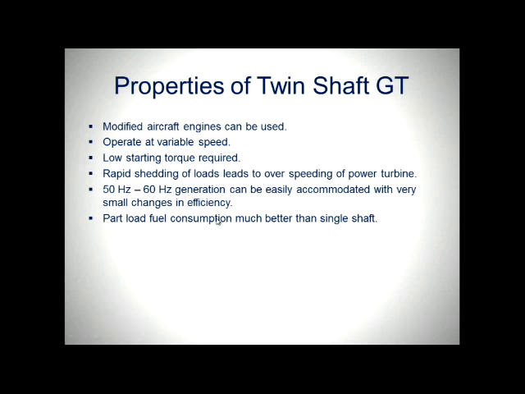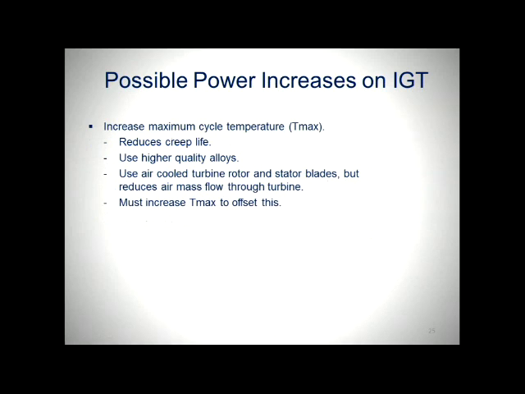For part load, you can reduce the speed, so you can keep the same output speed by just changing the fuel consumption, and you're changing the speed of what they would call the gas generator, which is the compressor and the compressor turbine. Okay, so how do we go about increasing power on an industrial gas turbine?